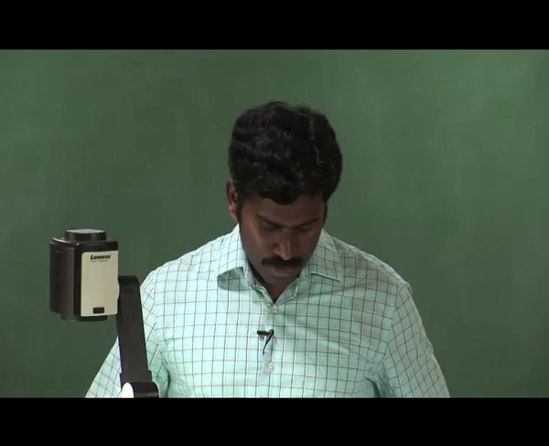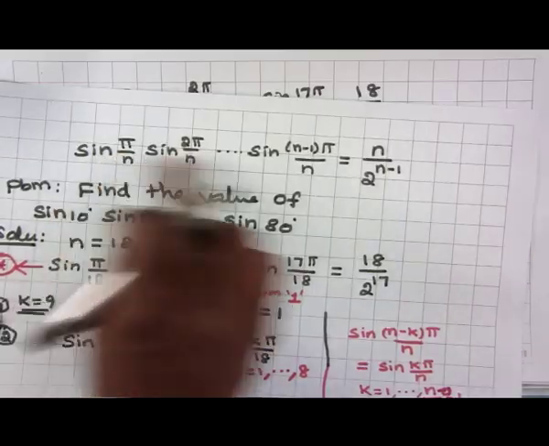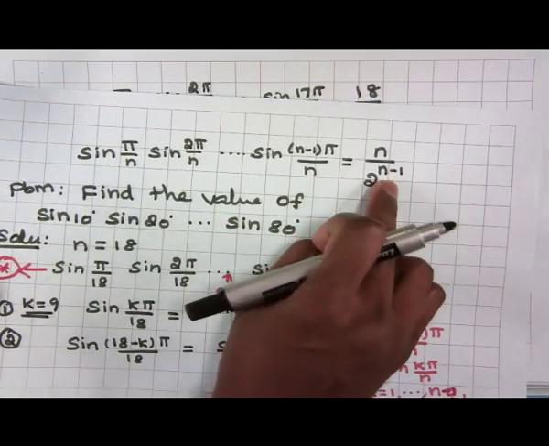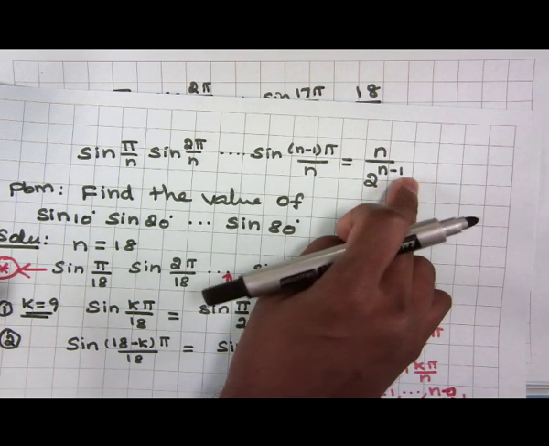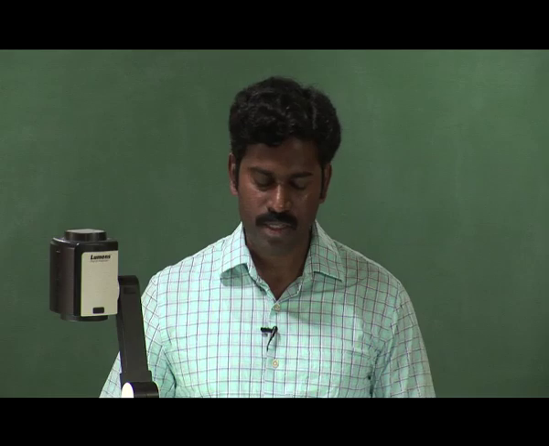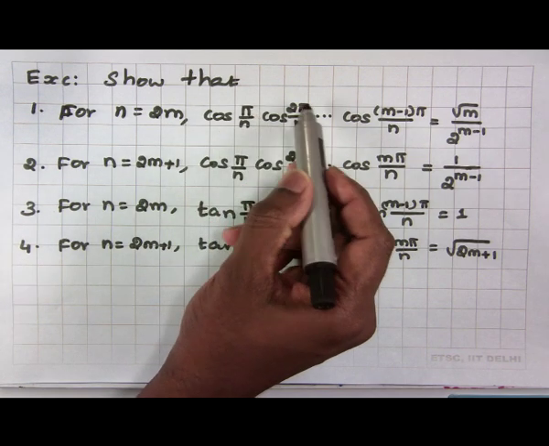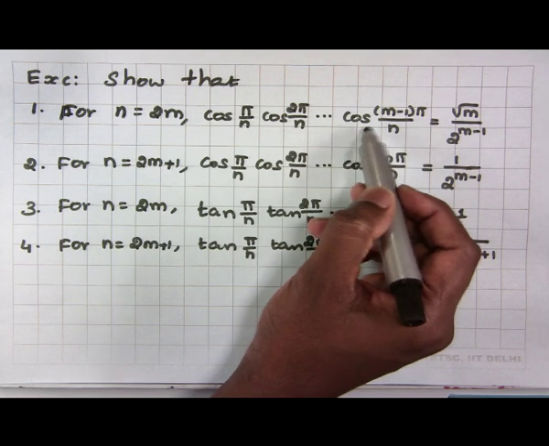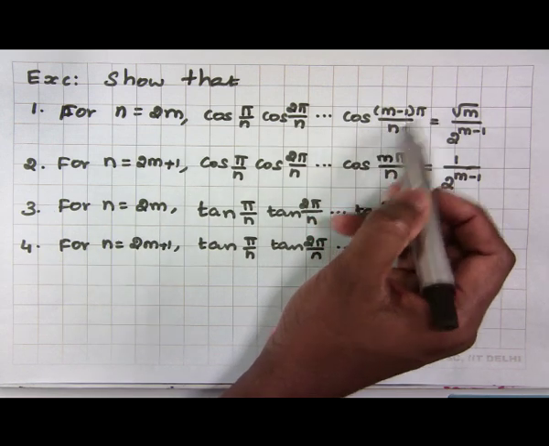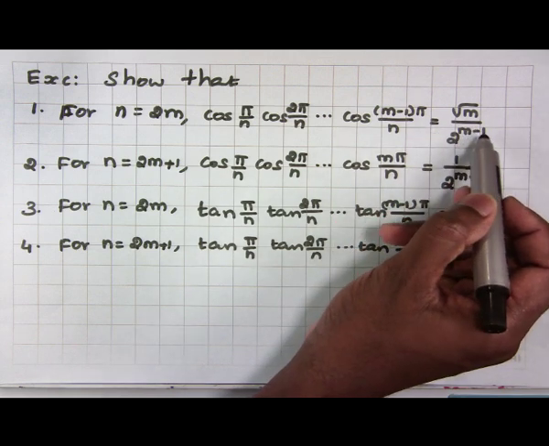Now, similar to the identity for the sine products, where we get n by 2 to the power n minus 1, we can get an identity involving cos terms, which is cos pi by n, cos 2 pi by n, till cos (n minus 1) pi by n, which is equal to the square root of n by 2 to the power n minus 1.